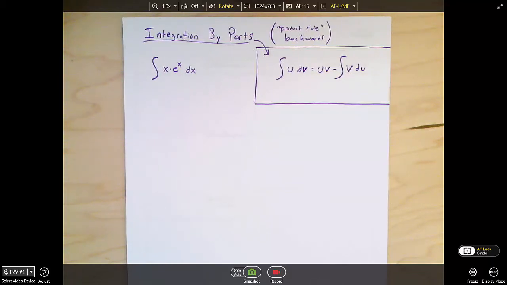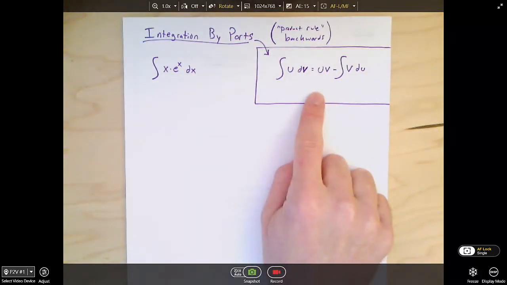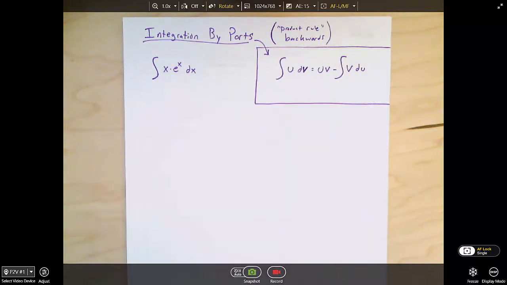Hello everybody. So we've already covered the integration technique, integration by substitution, which I said was like the chain rule backwards. Now we're going to talk about integration by parts, which is like the product rule backwards. This is what it typically looks like in a textbook. You might be thinking that does not really look like the product rule backwards.